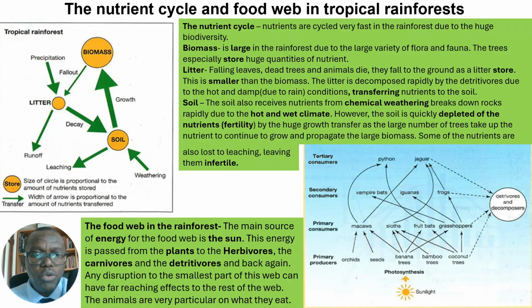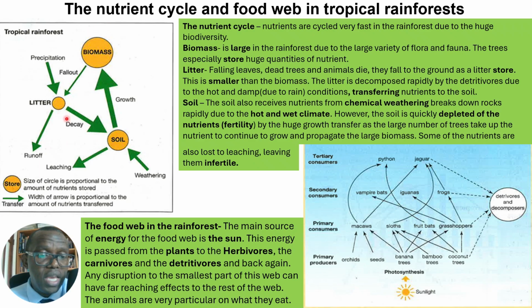In this next slide, we will look at the nutrient cycle and the food web in the tropical rainforests. So the nutrient cycle. The nutrients are cycled very fast in the rainforest due to the huge biodiversity. Now the biomass is large in the rainforest due to the large variety of flora and fauna. Now that biomass, as you can see here, in this nutrient cycle is actually quite large.